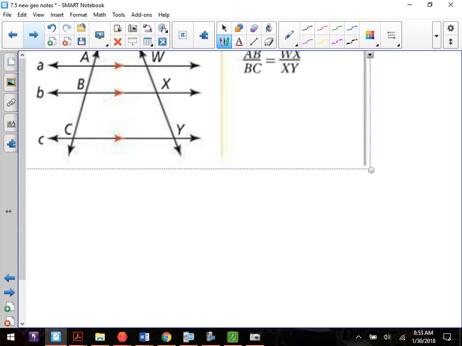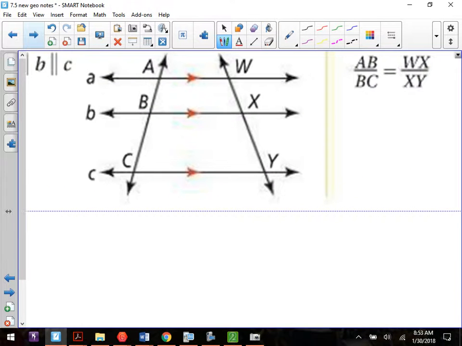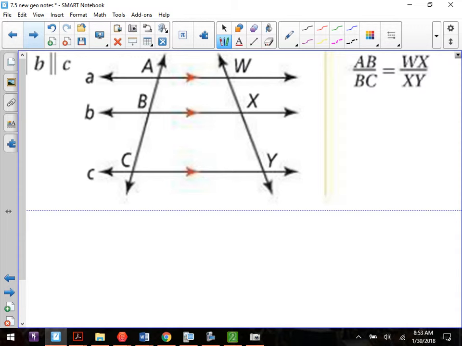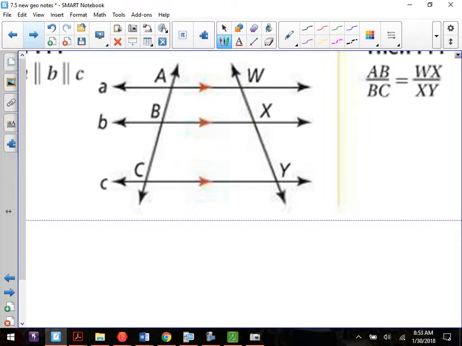Again, I don't want to write out a whole bunch of weird words and definitions. I just want to show a diagram. Sometimes you have 3 parallel lines and 2 transversals.